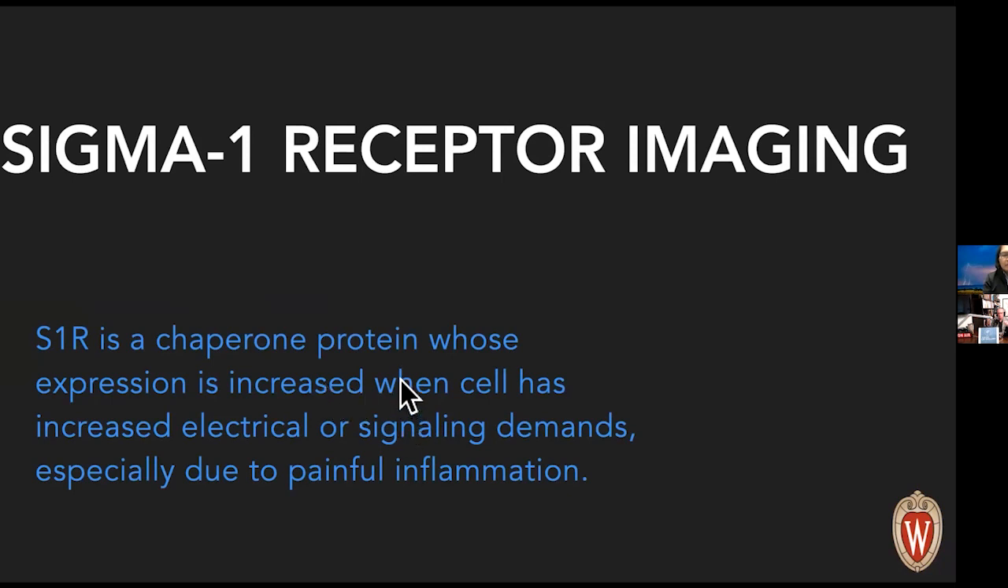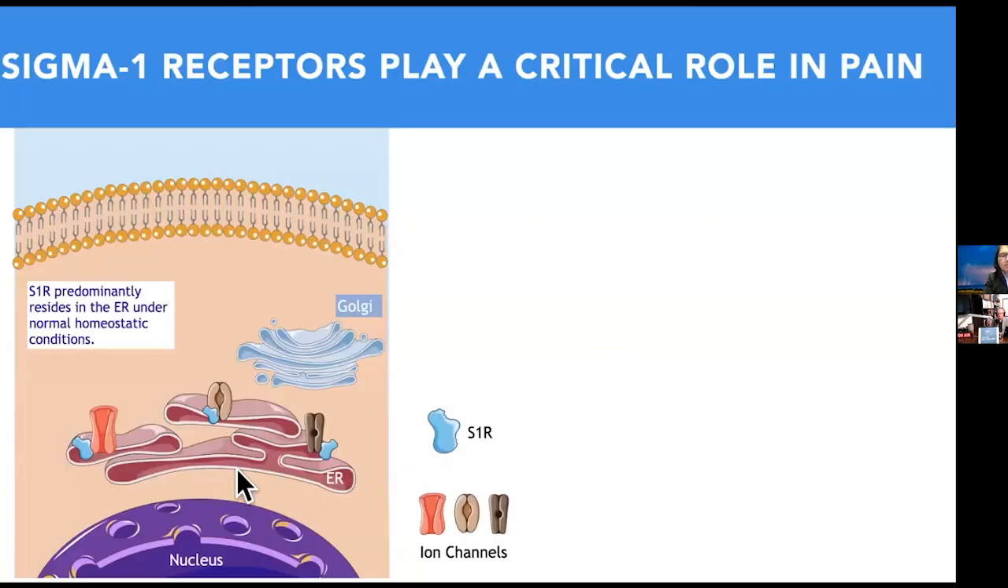Okay. Well, briefly, it was previously thought to be an opioid receptor in the 70s, but then they quickly debunked that and then realized maybe it's something called a chaperone protein. What is a chaperone protein? Well, it's a protein that helps other proteins do their function. And in this case, the Sigma-1 receptor is something that normally resides in the endoplasmic reticulum.